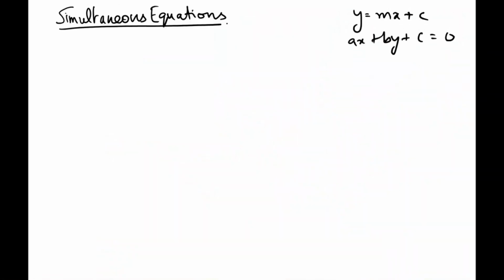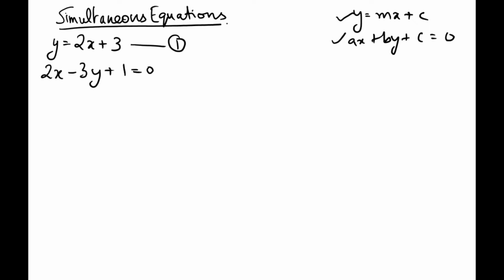Now we are going to see how to solve simultaneous equations if one is in this form and the other one is in this form. So let's take an example, y equal to 2x plus 3. The first equation is in the form of y equal to mx plus c, and the second equation is in the form of ax plus by plus c is equal to 0. So this is the second equation.